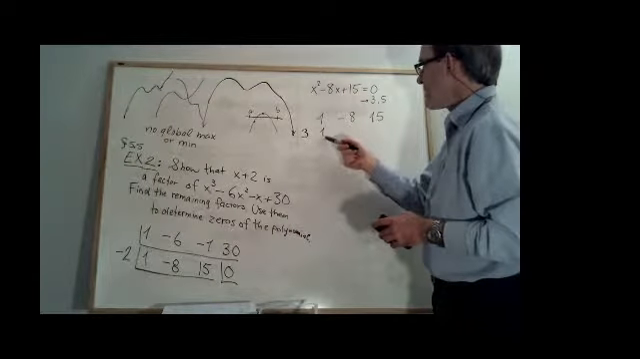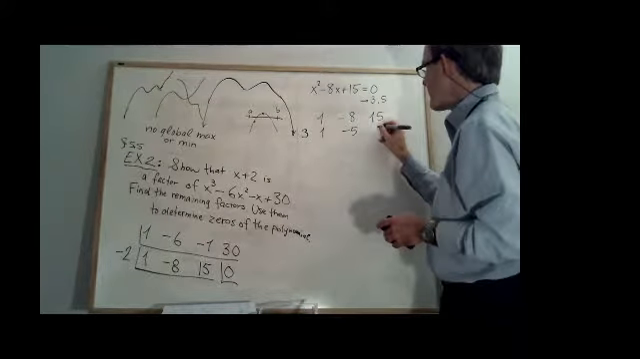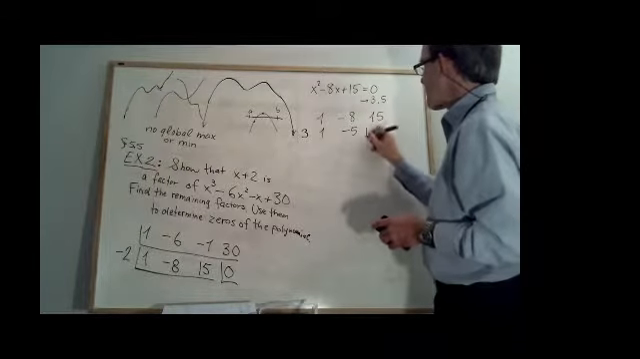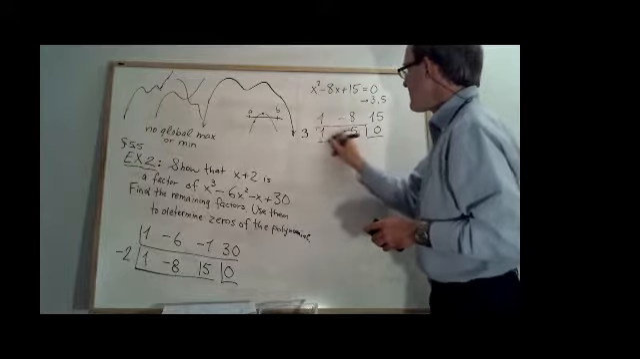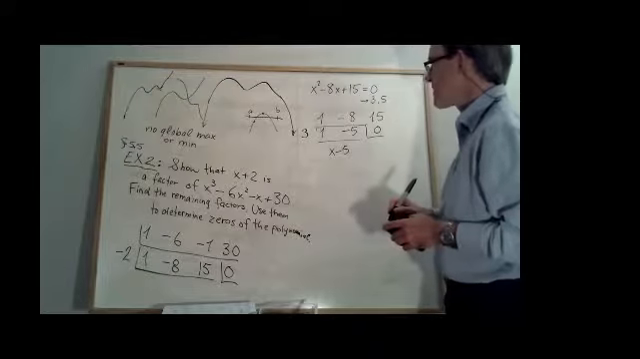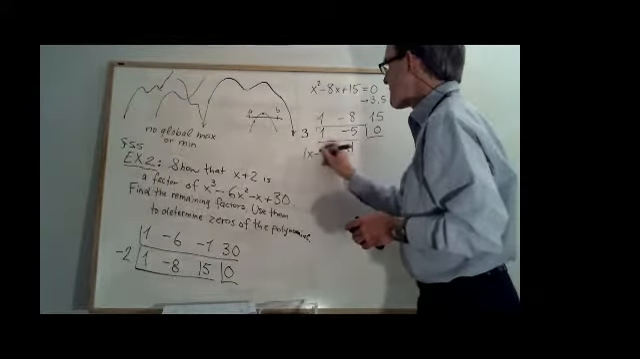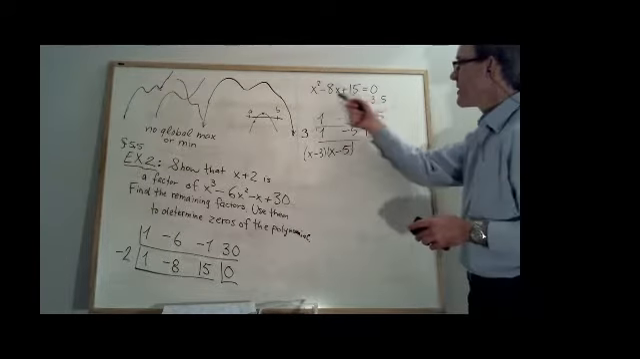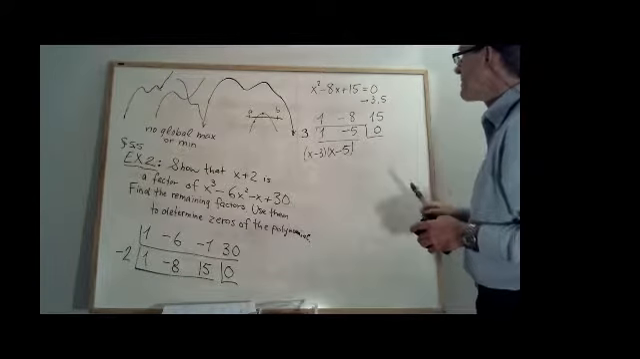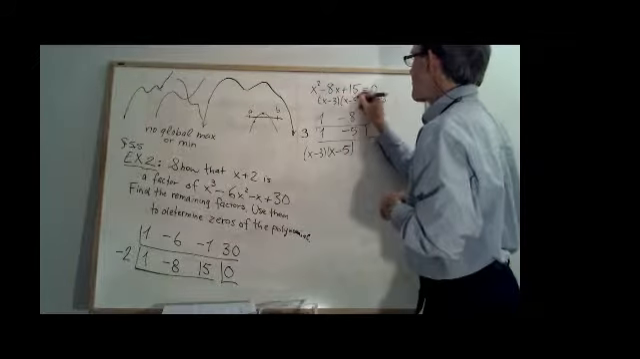3 times 1 is 3, plus minus 8 is minus 5. 3 times minus 5 is minus 15. Minus 15 plus 15 is 0. Okay, so that's giving us now the remaining coefficients, 1 and minus 5, and that's for just a linear polynomial. So the remaining factor is x minus 5. Okay, so after guessing the root, just by looking at what you do to factor, we get this expression. So you could do it the usual way. You get these factors, x minus 3, x minus 5.